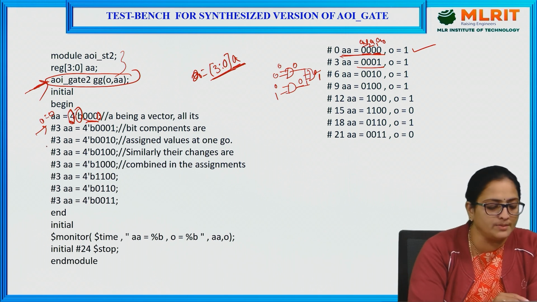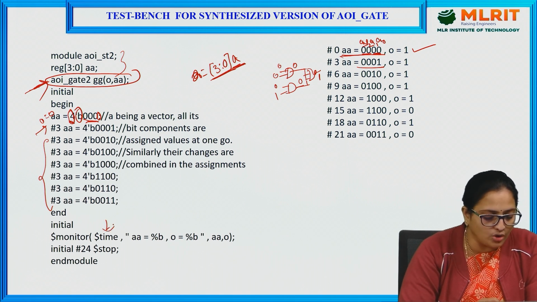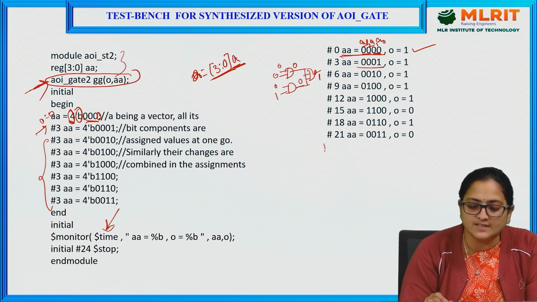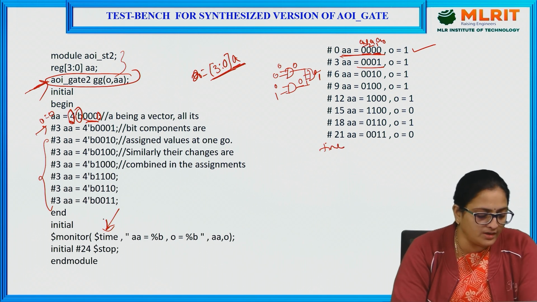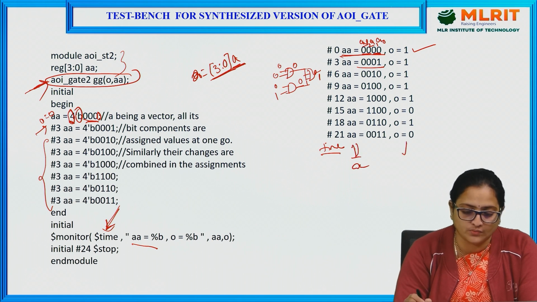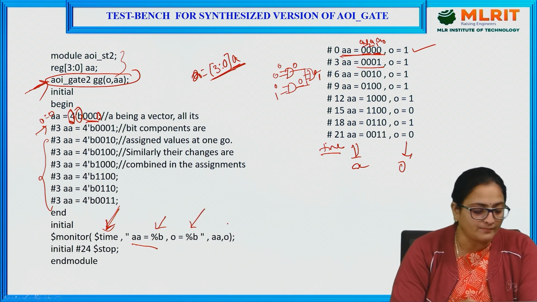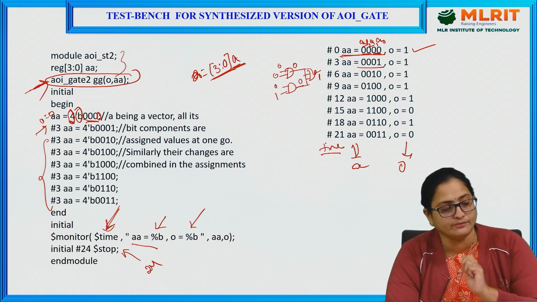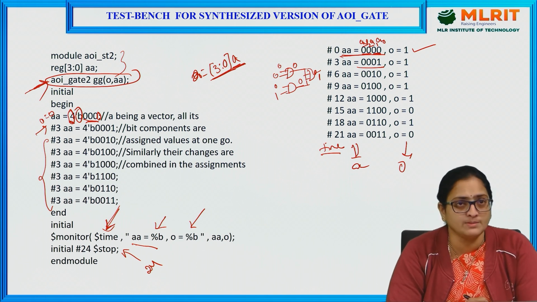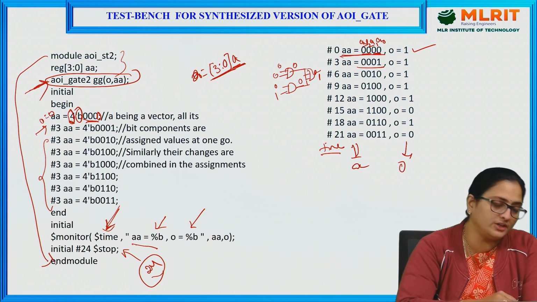So similarly, based on the time interval, as I have mentioned $time in the $monitor, it displays the time here. I have given $time, so it starts with the time, the next variable I asked to show is A, and the next variable is O. These two should be taken in binary form, that's why I use %b. And at the 24th time interval, simulation will be stopped, and the module has to end with the keyword called endmodule.